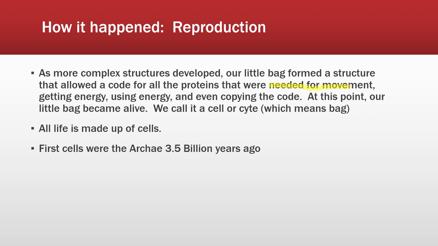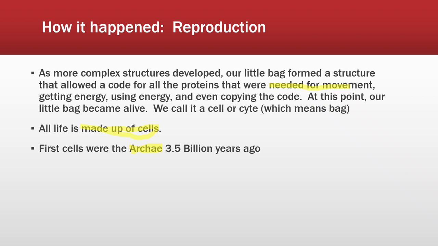And so at this point, our bag, once you have the genetic material, which will be DNA in most, well, in all life on this planet, and you have a way to copy the DNA, replicate it, you can now reproduce, which is a last requirement of life. And so all of life, as we determine it, is made up of cells. Now, the first cells we find are called the archaea. Archaea, like archaic, it means old. And they actually began about 3.5 billion years ago. So these actually start forming about 3.5 billion years ago.